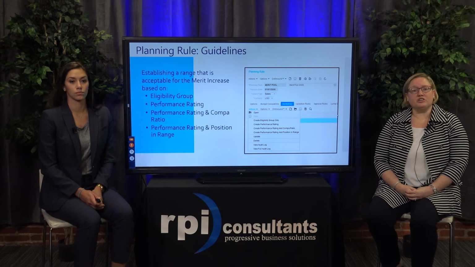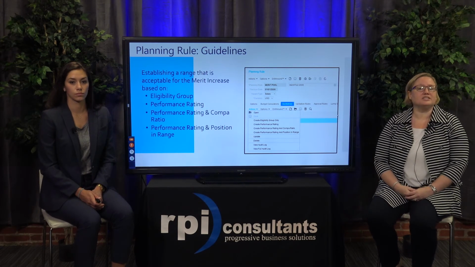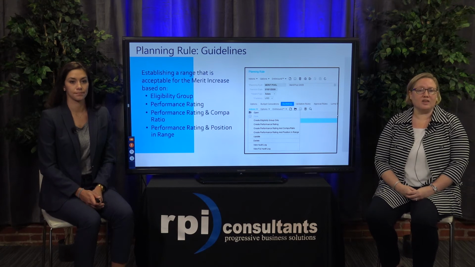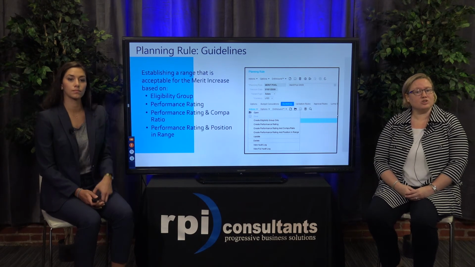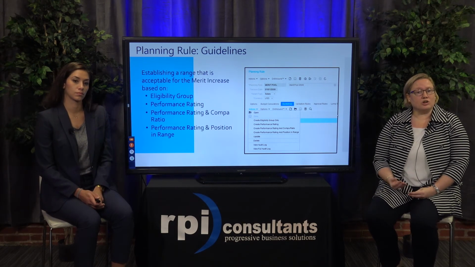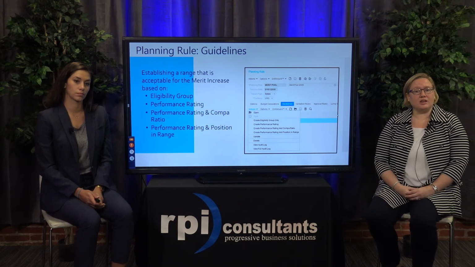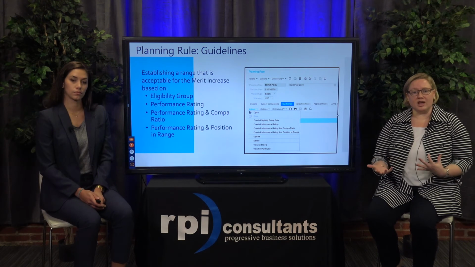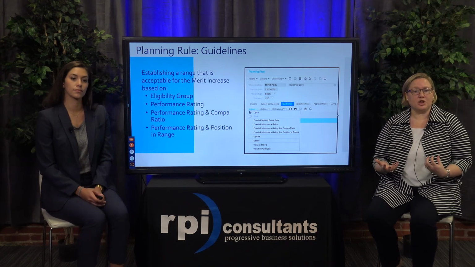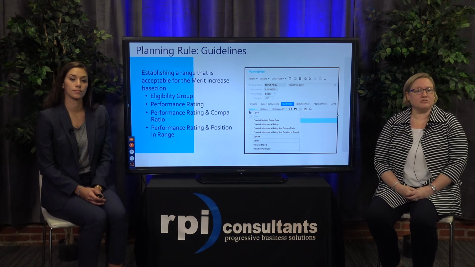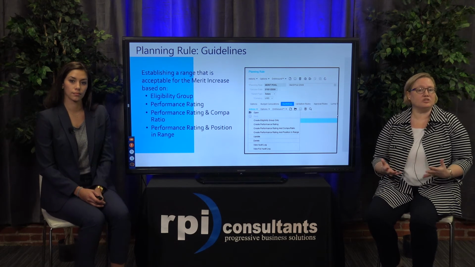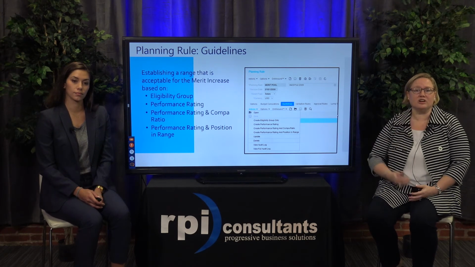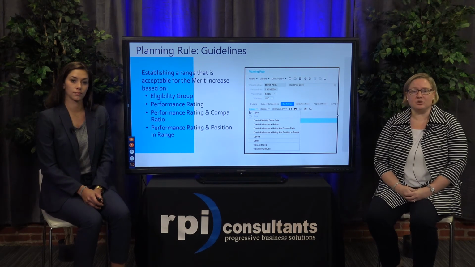This is where you're going to start pulling in those custom groups. You are establishing a range that's acceptable for the merit increase, and that's going to be based on the eligibility group that they're in, or it could be based on a performance rating, flat across the board. You could do the combination of a performance rating and where they are in their compa ratio, as well as the performance rating and where their position is in the range that's been defined earlier. So it's pretty flexible based on how you want to do it.